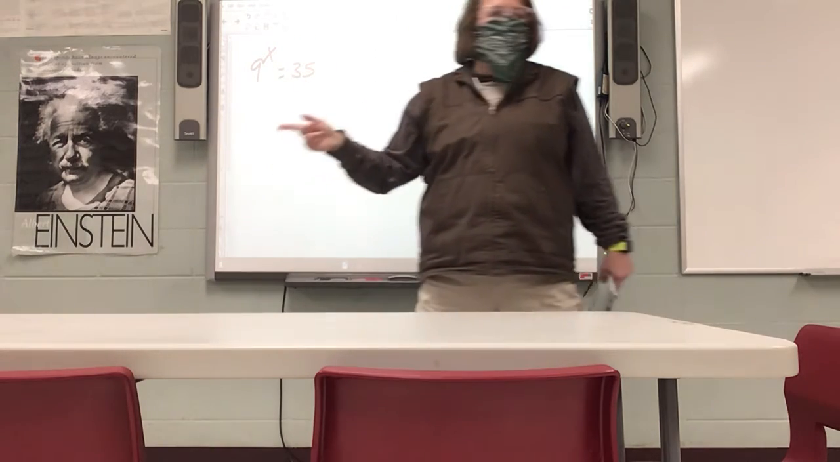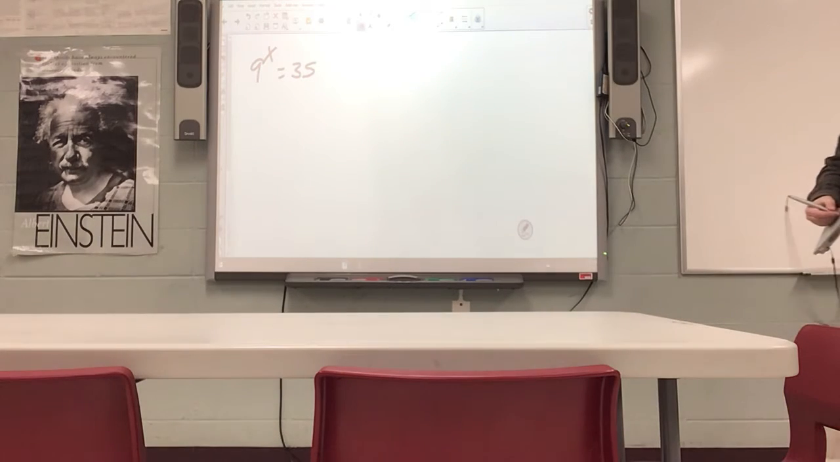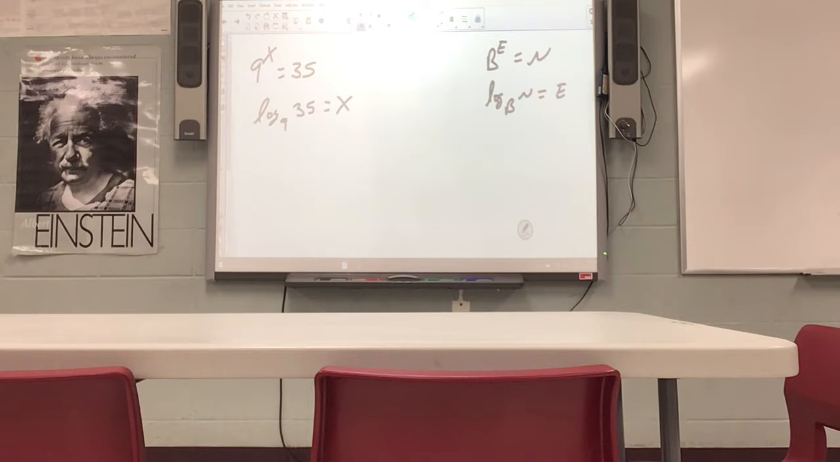So that's an exponential form. And when they're in exponential form, we rewrite them into log form. Now, I know it's been a while, but you've got it in your notes, and I'm writing it again. B to the E is equal to N, that's exponential form. Log base B of N is equal to E. So our 9 here would be our B, our X would be our E, and our 35 would be our N, right? So I would write log base 9 of 35 is equal to X.